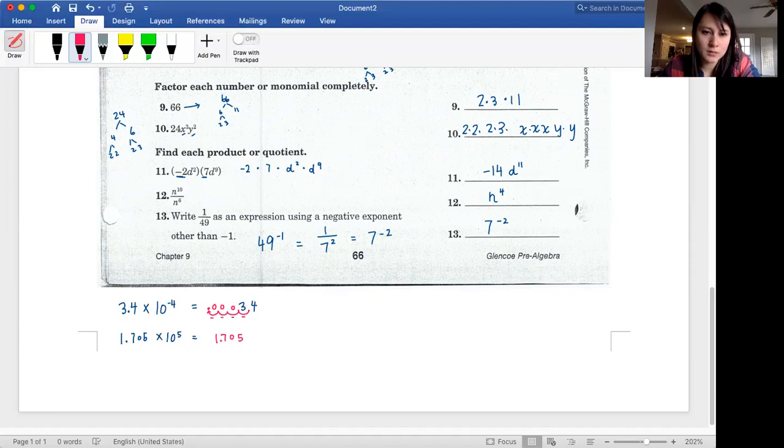So I'm going to move my decimal 1, 2, 3, 4, 5 to the right, fill in my zeros, and that is my answer, and it's 170,500.